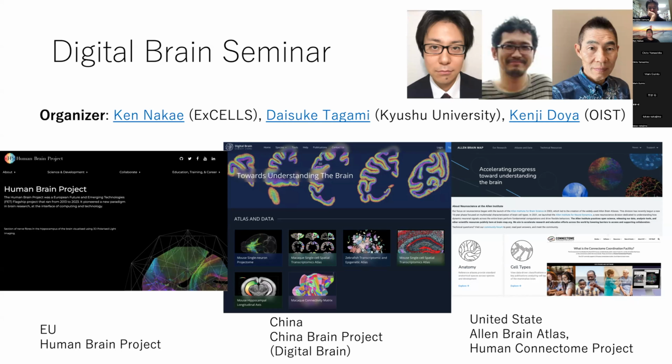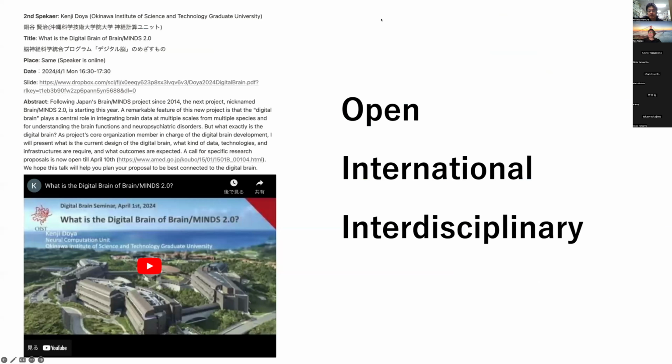So currently, the digitalization of the brain, simulations, data science, and machine learning are very important in neuroscience and brain science. That means in Japan we think we should also do such things. This is the reason why we are starting the Digital Brain Seminar. This is one reason.